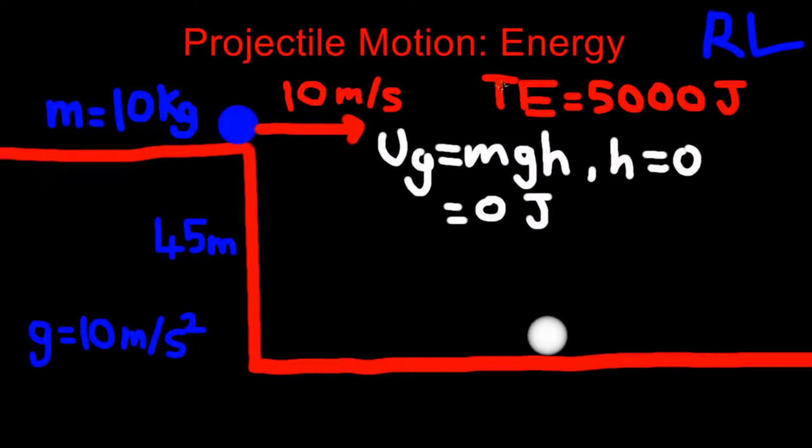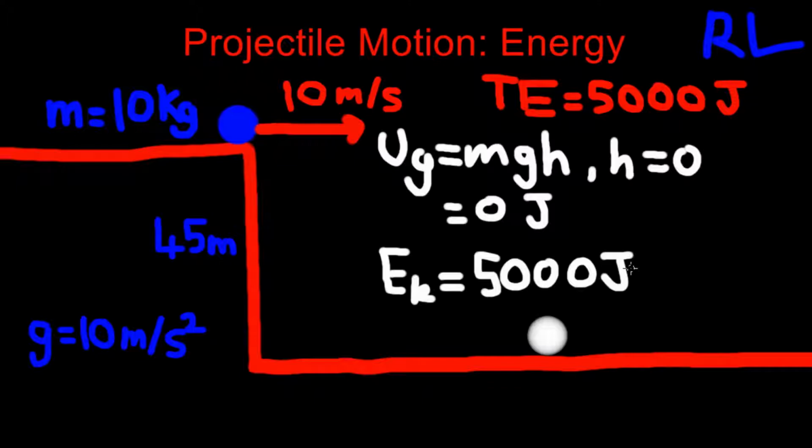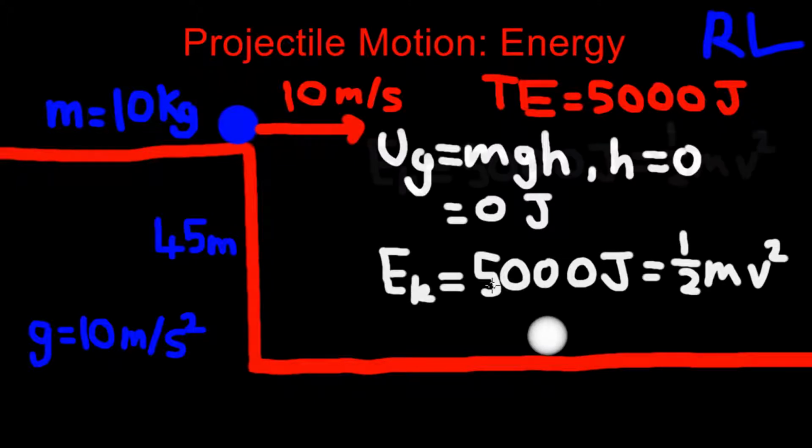Now, we know from earlier that the total energy is still going to remain 5,000 joules. So, if we're only dealing with gravitational potential energy and kinetic energy in this problem, that means that all 5,000 of these joules have to be in the kinetic energy. So we simply write kinetic energy equals 5,000 joules. Now, we also know that the formula for kinetic energy is EK equals a half mv squared. What we really want to find is the speed v, so we can just rearrange this to get it.